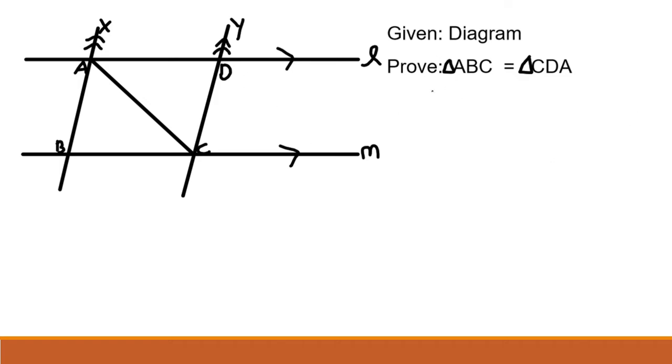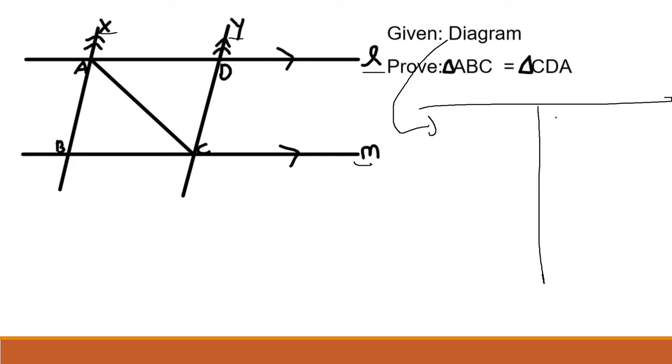So given the diagram here, so just given the picture, and it's labeled for us, so we know that, for example, these two lines, X and Y, are parallel because they have double arrows. And these two lines, L and M, are parallel because they also have arrows. So that means that they're going to be parallel to each other. So I'm going to say, given.